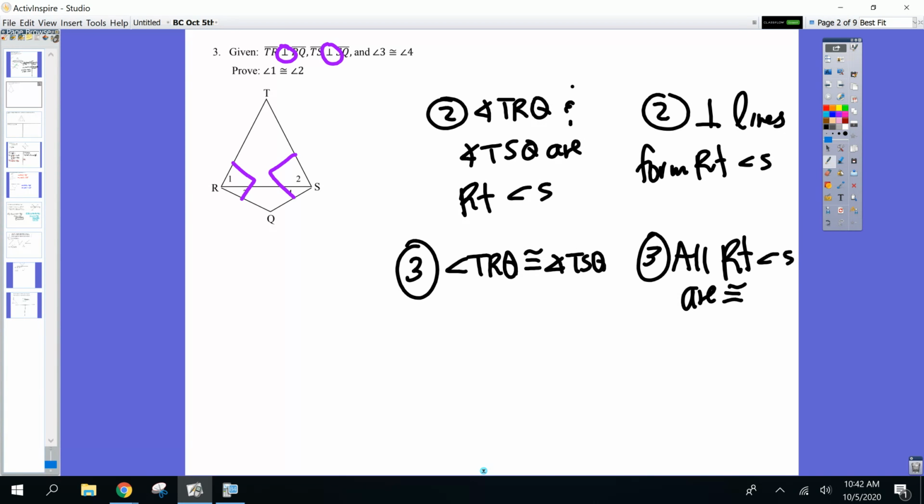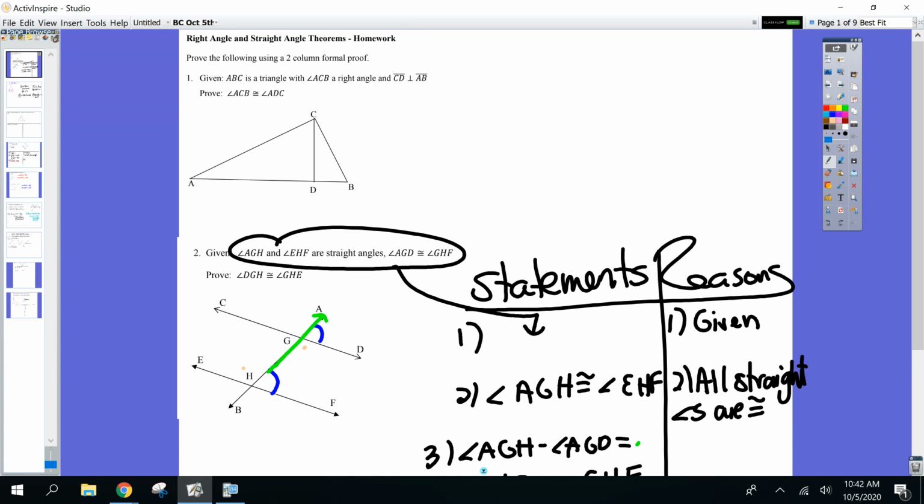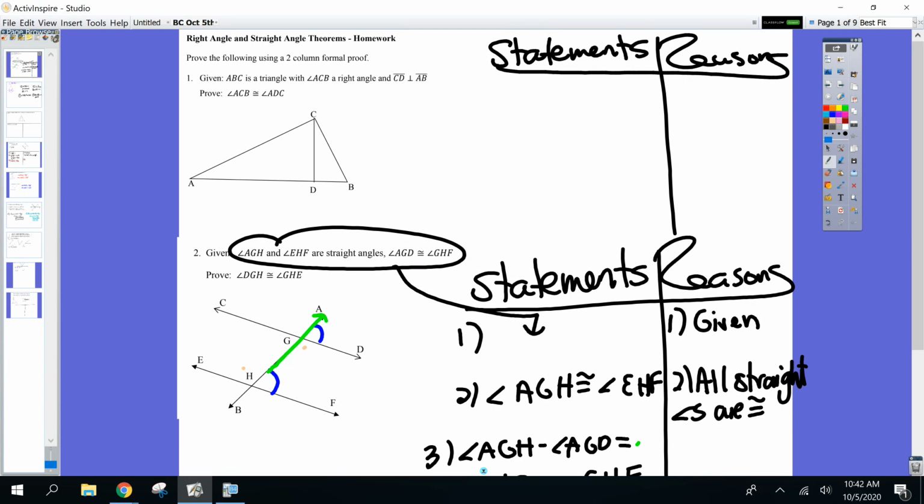All right? And then subtraction, substitution. Good? I'm going to show you a new way to do that proof today. Everyone good on this one? All right, number 1, speaking of right angles being congruent, here you go, number 1. Again, we know the deal. Never do this.